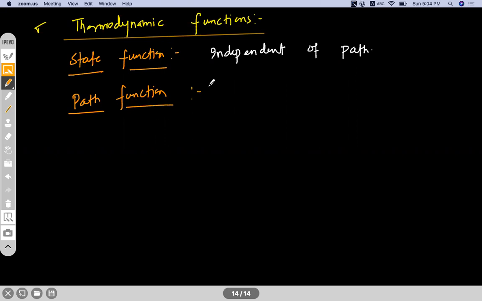Path function, which depends upon path. State function is independent of path, and this one depends upon path.